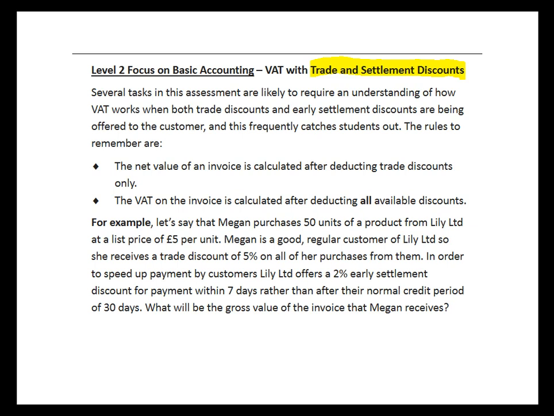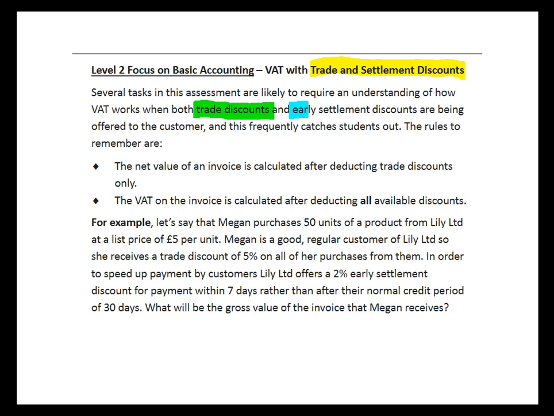Now, the particular complication is if we do have two types of discounts. Trade discounts, or sometimes referred to as bulk discounts. Now, trade discounts are discounts perhaps offered to regular, very good customers that purchase a lot from us, and as a result, try and encourage them to continue purchasing from us. We will give them a discount to make it cheaper for them.